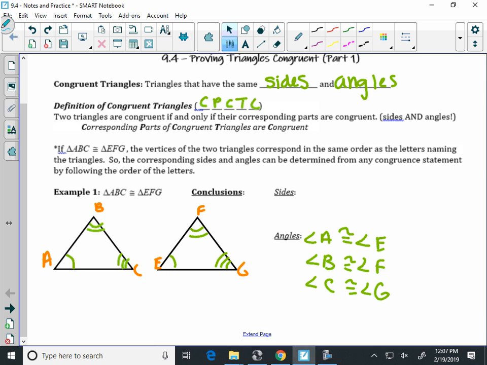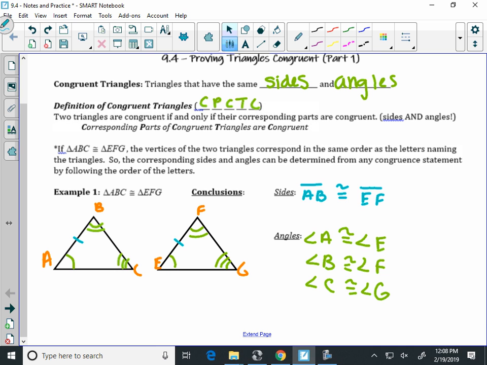That can help us determine which sides are congruent, because if you look here, this side, AB, is in between one arc and 2 arcs. So which side is AB congruent to in the other triangle? EF, because it's in between 1 arc and 2 arcs. So we can say that AB is congruent to EF. If you notice the order they're written, AB is the first 2 letters, EF are the first 2 letters. So that's why they match up.